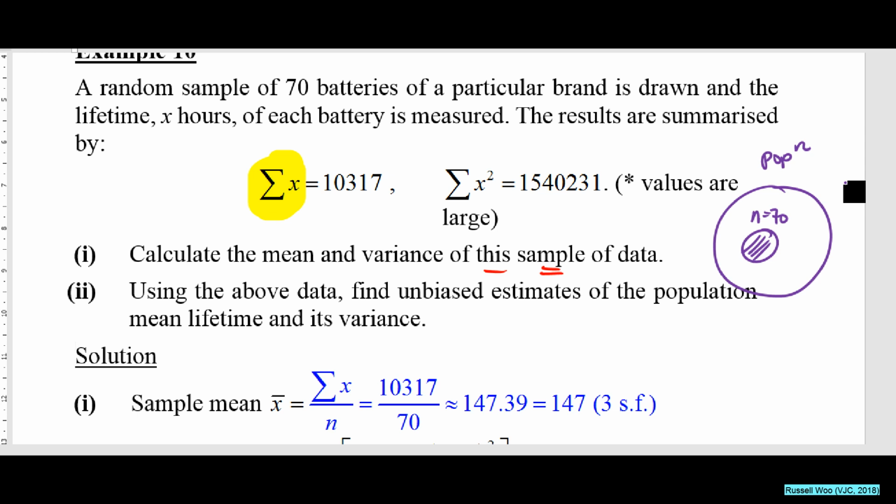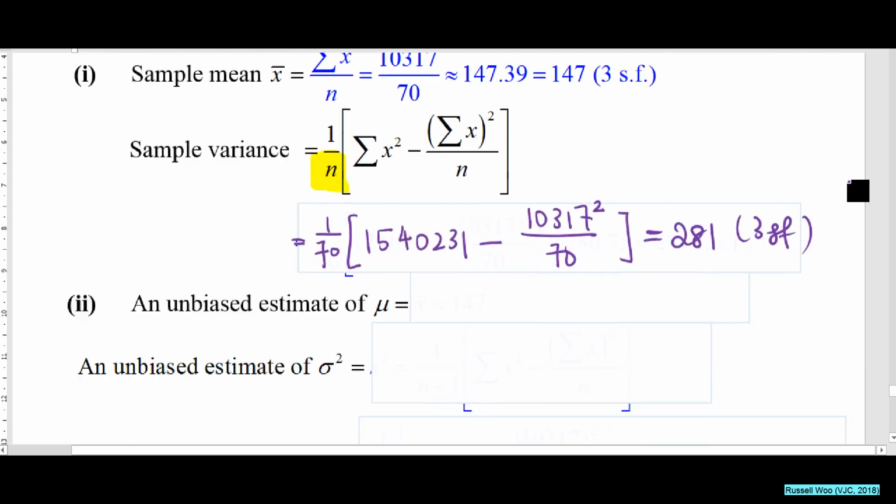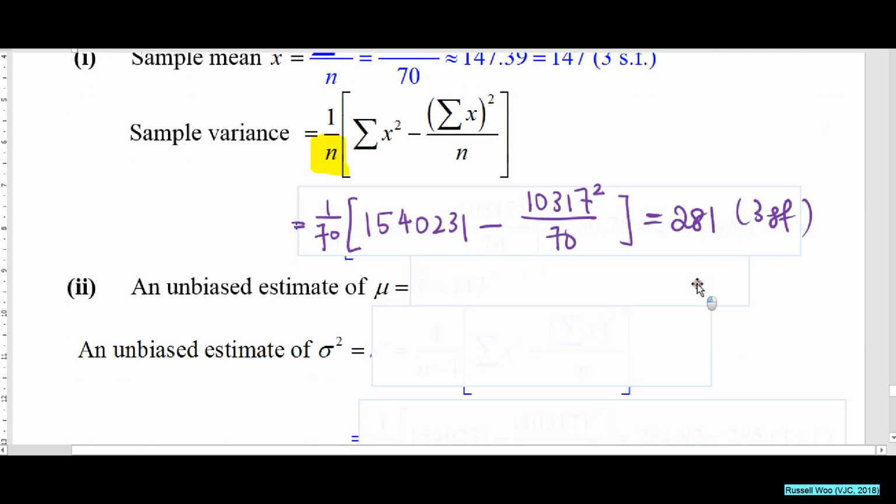Correct? But now, I want the unbiased estimate of the variance. We have found that the variance of this is 281. But does it mean that 281 is an unbiased estimate of the population variance? No. You have to use the formula. Instead of divide by n, you have to divide by n minus 1. Alright, so you all can fill this in, which I just said. It's the same, it's 147. But to find the unbiased estimate of sigma squared, you use the formula.